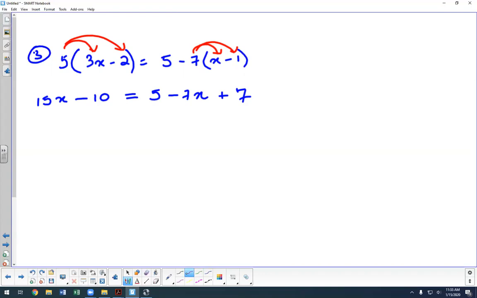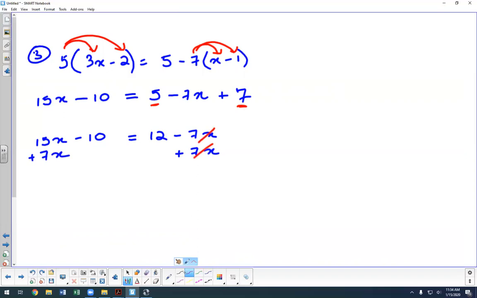So of course, on the right-hand side, we can combine the +5 with the +7. So we'll go ahead and do that first, which will become 12 minus 7x. And then bring your terms on the same side. So what do we want to move? The x or the constant? Want to move the x? So move the 15x or the 7x? Want to move the 7x? Okay, so since it's minus, when you're moving it, it will become plus. So that's positive 7x.